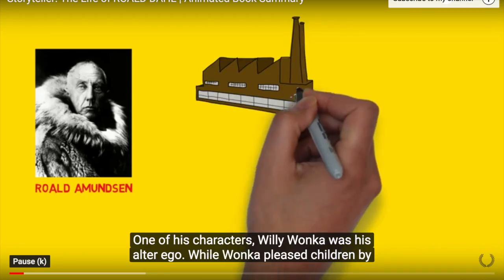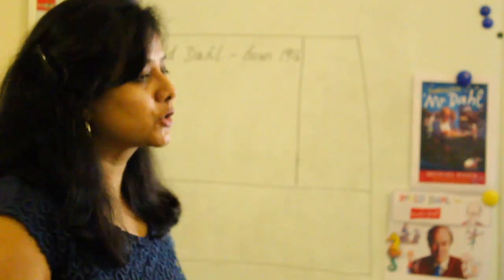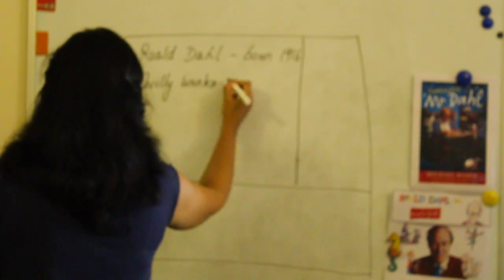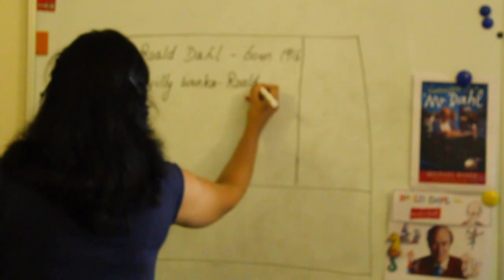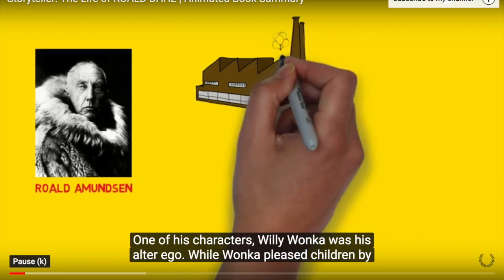Then, the next important thing was that the character Willy Wonka was Roald's alter ego. So, shall we write that? So the next point that we can write is that Roald wrote imaginative and creative stories.